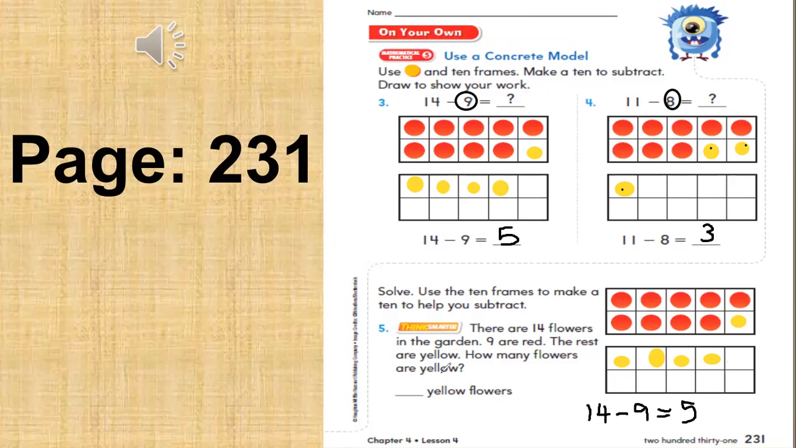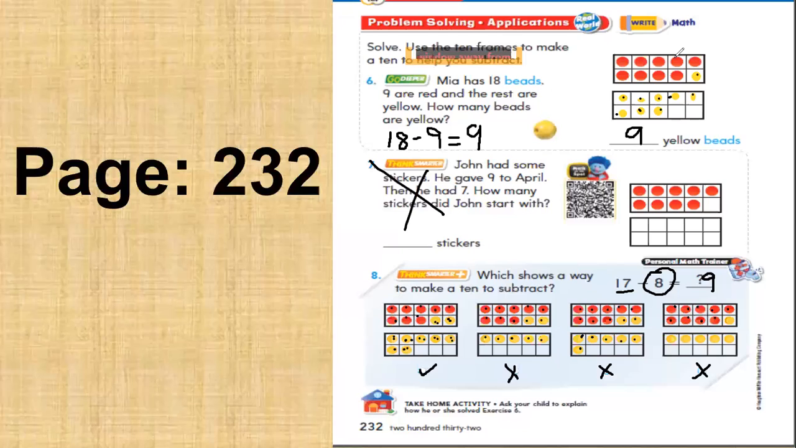So write your answer here. We have 5 yellow flowers. Here 9 red flowers and 5 yellow flowers gives us 14. So 14 minus 9 equal 5. So 17 minus 8 equal 9.